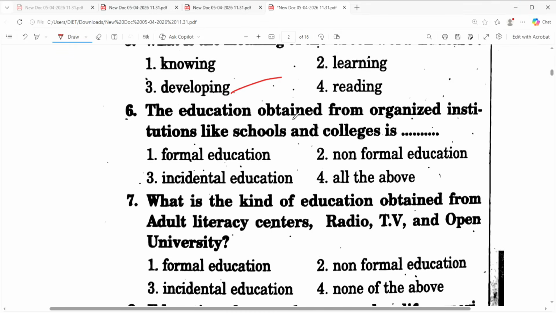Education obtained from organized institutions like schools and colleges is called formal education, non-formal education, incidental education, or all the above. Whatever education we have in schools and colleges, we have a particular curriculum and syllabus, and it is carried out in a prescribed timetable, academic plan and year plan. So it happens to be formal education.